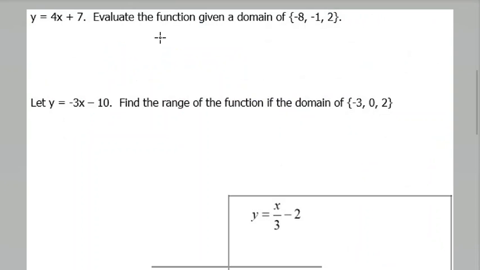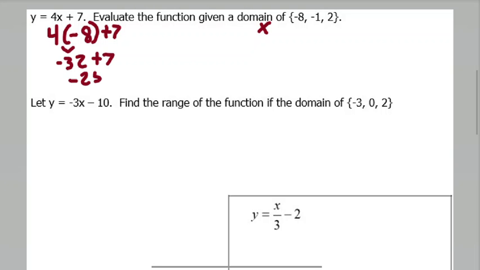All right, let's look at this example. This example, they gave me an equation, and it says, evaluate the function given the domain of -8, -1, 2. Well, I know the domain is x, so that means I'm going to be solving for y. So since I'm solving for y, and I know what x is, I can substitute that x with my domain numbers. So my first domain number here is -8, so I can plug that into my equation. So then I would do order of operations to find out what y is. 4 times -8 is -32. -32 plus 7 would be -25. So that's my first x domain.